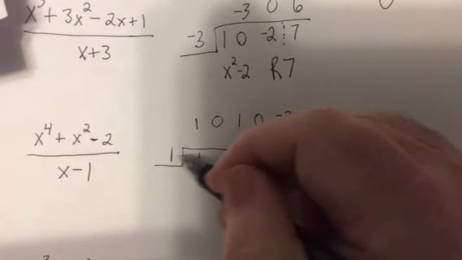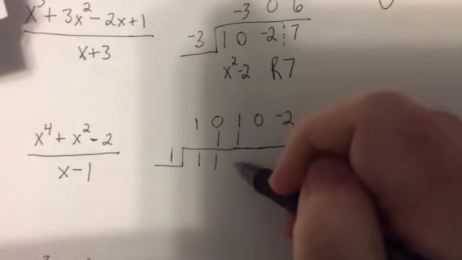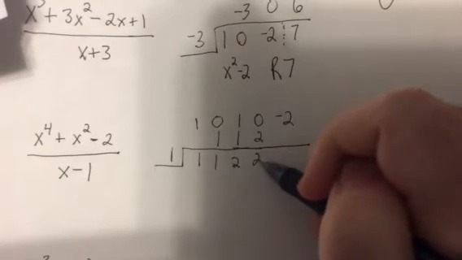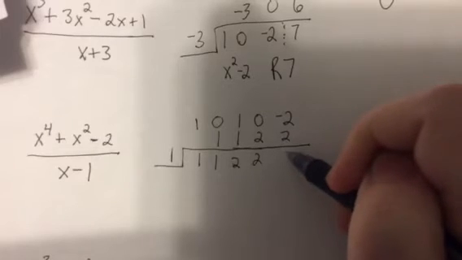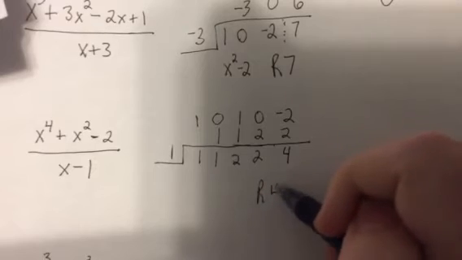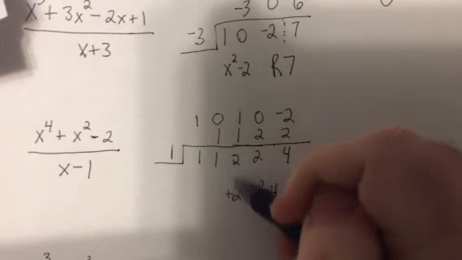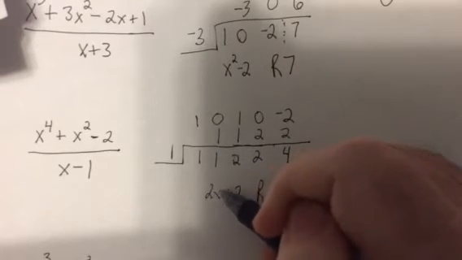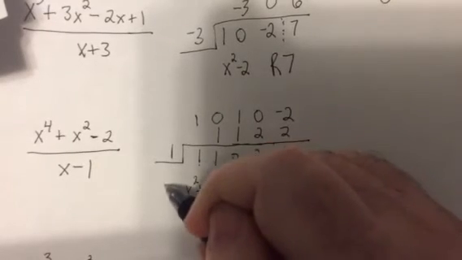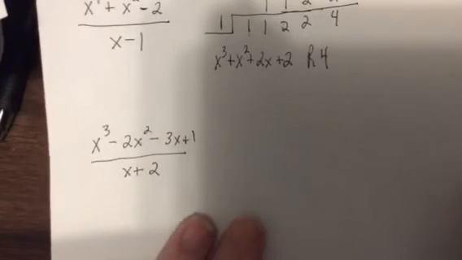So here we go. Bring down the 1. There's 1. Add it. 1. Multiply it. 1. Add it. 2. Multiply it. 2. Add it. 2. Multiply it. 2. 4. So the remainder is 4. So the constant would be positive 2. So it'd be 2x, then the x squared coefficient, and then this is x cubed. And they're all positive. Woohoo!